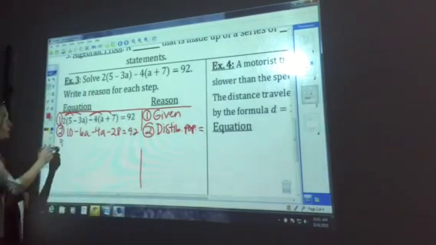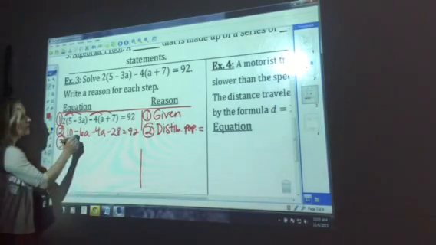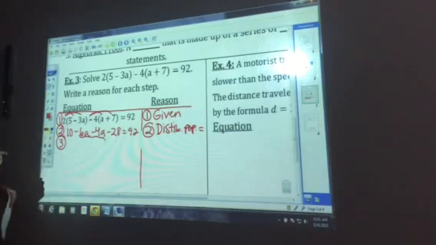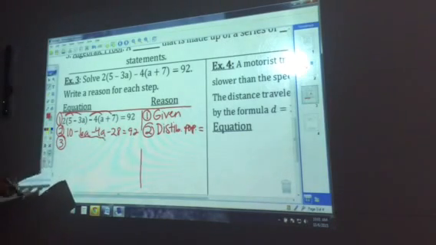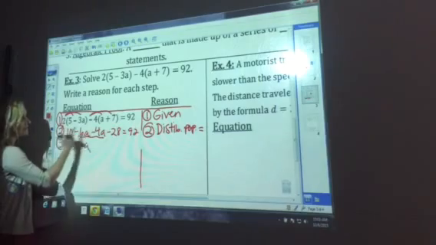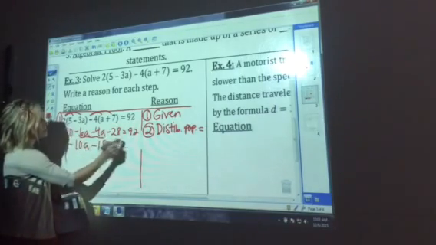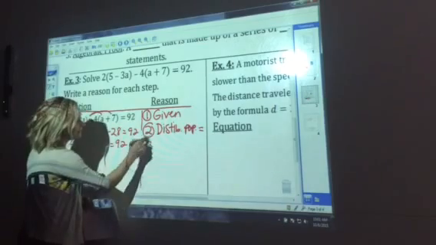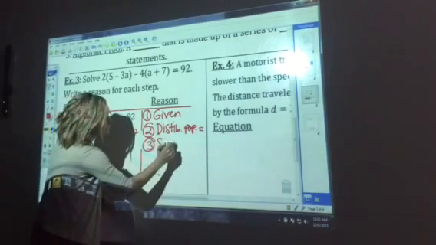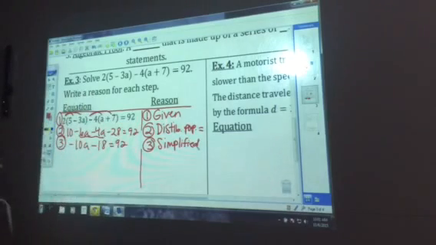The third thing, if I was going to solve this problem, would be to combine my like terms. It doesn't matter if you write the a's first or not. This winds up giving me negative 10a, and then 10 minus 28 is going to give me negative 18 is equal to 92. My reason right here is I just simplified. Okay, I didn't move anything over just yet, I just simplified it.